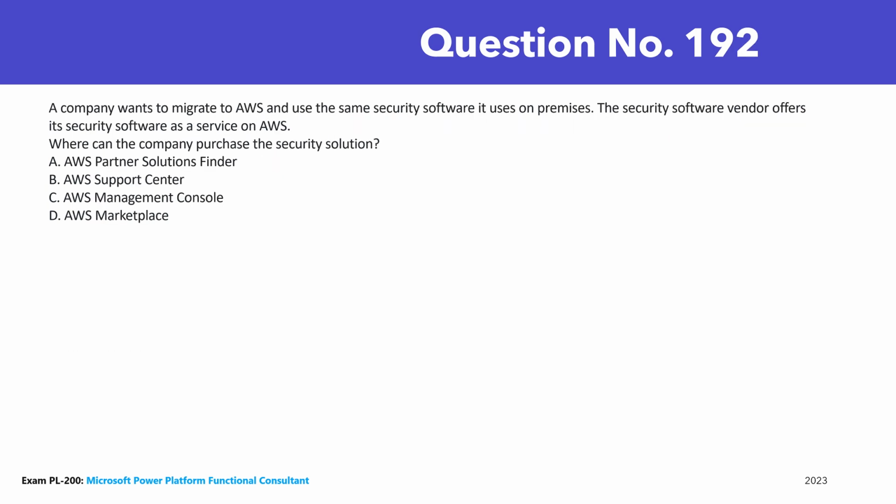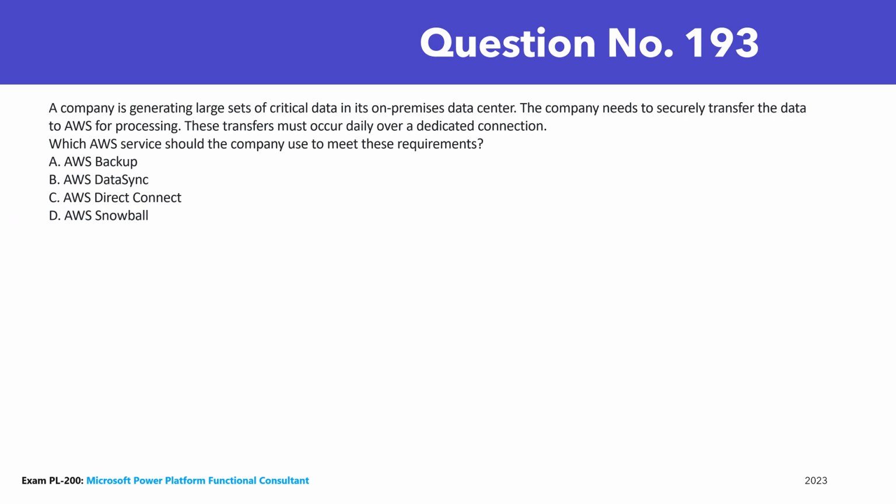A company wants to migrate to AWS and use the same security software it uses on premises. The security software vendor offers its security software as a service on AWS. Where can the company purchase the security solution? A. AWS Partner Solutions Finder. B. AWS Support Center. C. AWS Management Console. D. AWS Marketplace. Correct answer, D.